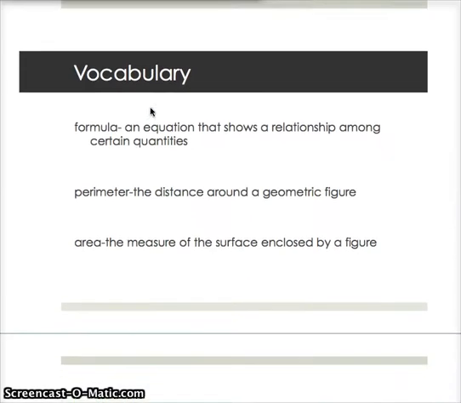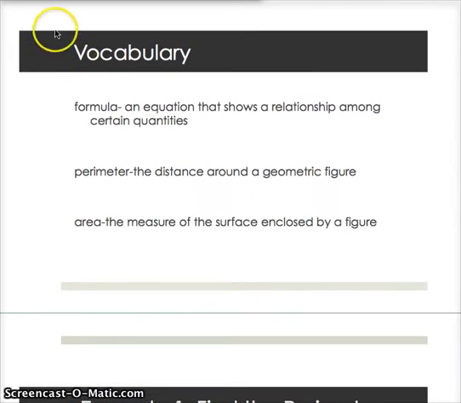Our vocabulary is filled with some familiar terms. I think all of you are familiar with the concept of a formula. It's an equation that shows a relationship among certain quantities. And we have formulas for perimeter and area. So I want to introduce some of those now.